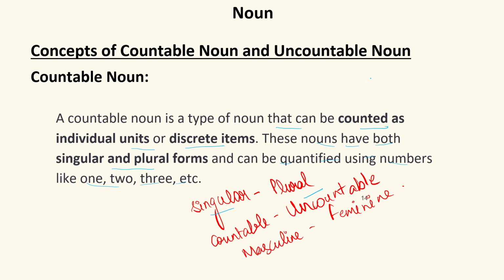For example, when we have one girl, we will say girl. And when we have more than one girl, we will say girls. So girl is 1, and girls are many. So we can count them 1, 2, 3, and so on. Suppose there are 5 girls.